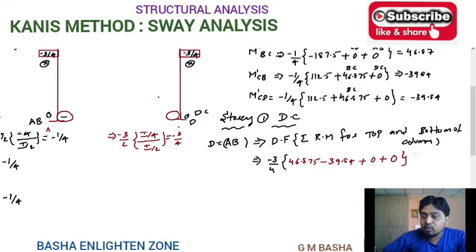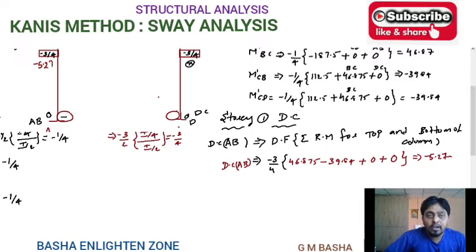So then simplify this one, you will get minus 3 by 4, 46.875 minus 39.84. So that one will be equal to around minus 5.27. So this is the displacement contribution for AB. So immediately take down here, that is minus 5.27.